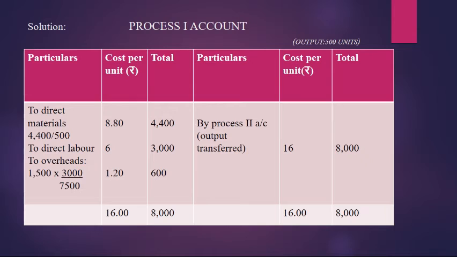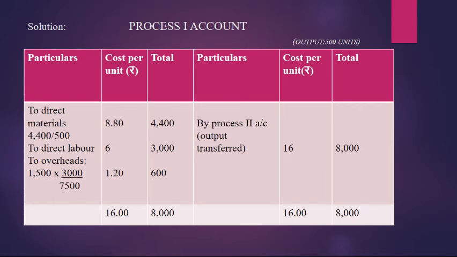To overheads, 1500 is the total overheads. That should be apportioned for process 1. Therefore, it is done according to direct labor, as given in the working note. Therefore, it amounts to 600. 600 divided by 500, 1.2. Therefore, the total cost per unit is 16 rupees.